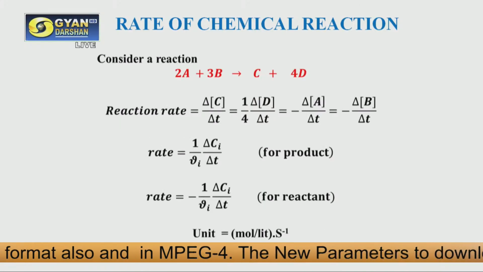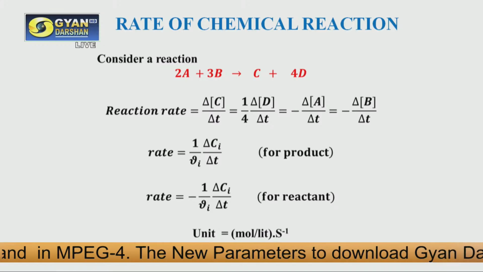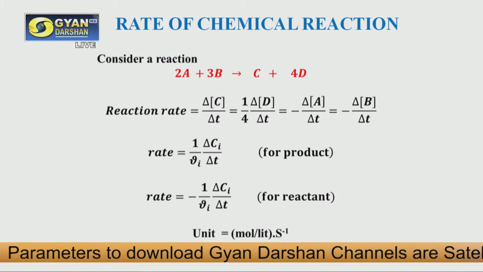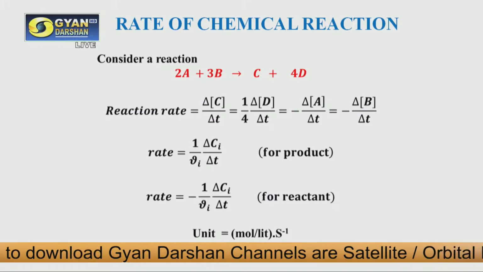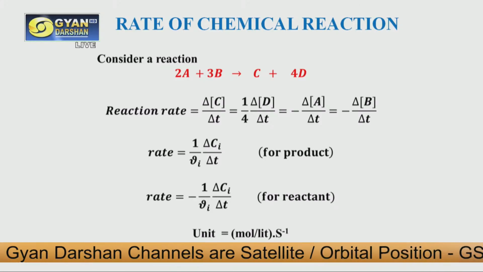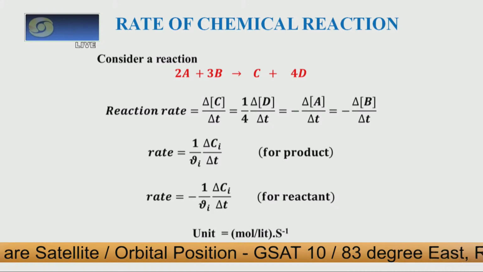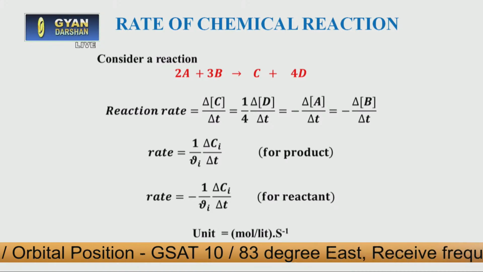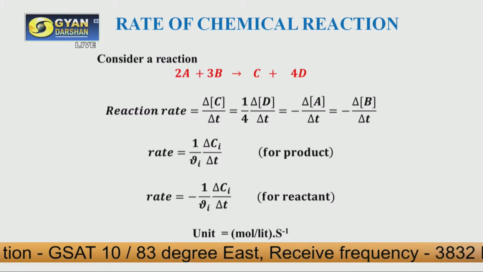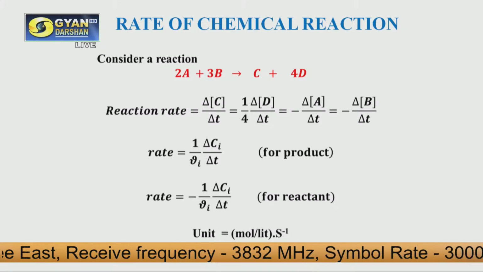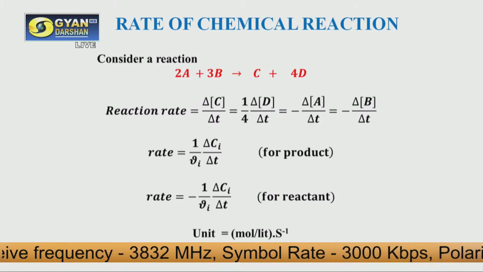Consider again a reaction: 2 mole of A plus 3 mole of B gives 1 mole of C and 4 mole of D. Here this reaction is again stoichiometrically balanced. 2 mole of A and 3 mole of B make a total of 5 mole, and 1 mole of C and 4 mole of D also give 5 mole. That means 5 mole of reactant and 5 mole of product. So in this reaction, how can we define the reaction rate?